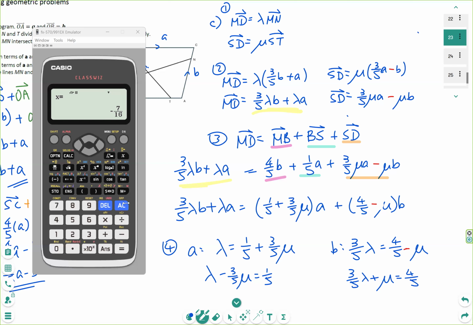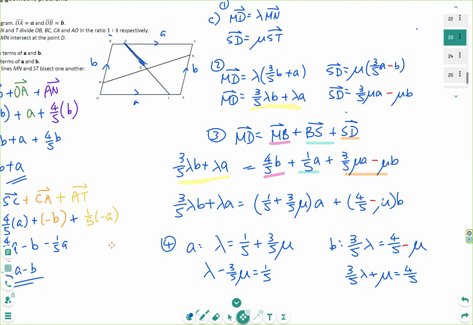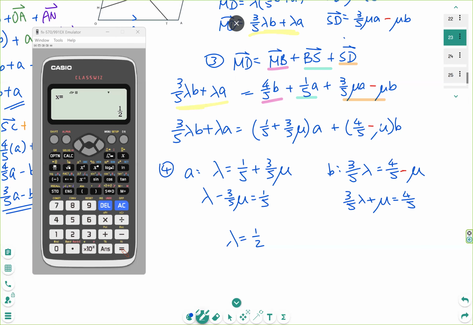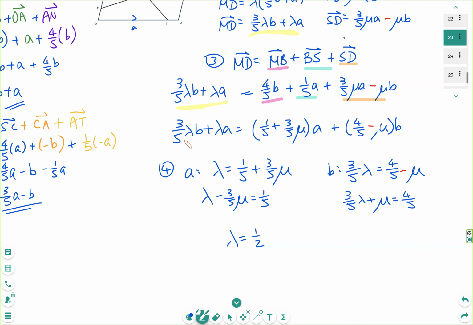So 1 and then minus 3/5. The first equation is fine. Second one, this should be a plus 1. Okay, fingers crossed again. Yes, yes, yes. So lambda equals a half, and mu also equals a half. Yes.